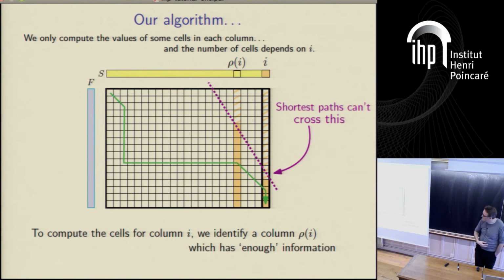So instead we choose some column which is a bit closer and a bit higher, and hits this point here, and we hope that we've already managed to compute all the information in here. And if we have, then we can use this column in order to tell us the answers here.